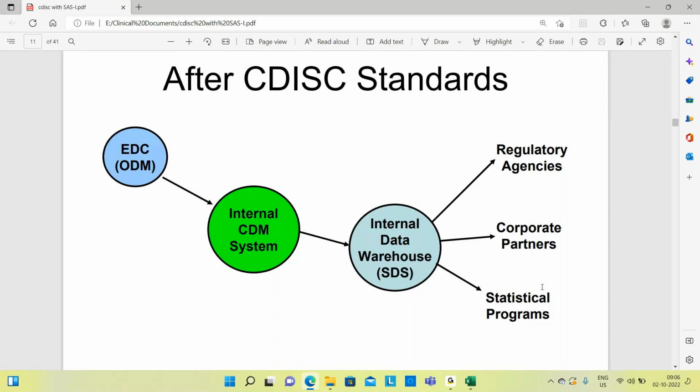Internal data warehouse, SDS. Regulatory agencies, corporate partners, statistical programmers.